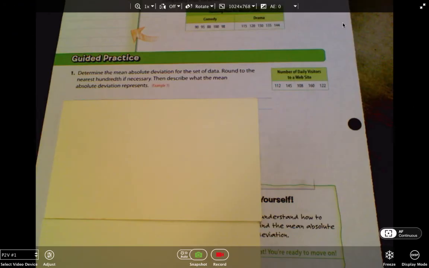This example is coming from page 664 in your textbook. Okay, determine the mean absolute deviation for the set of data. Round to the nearest hundredth if necessary, then describe what the mean absolute deviation represents.